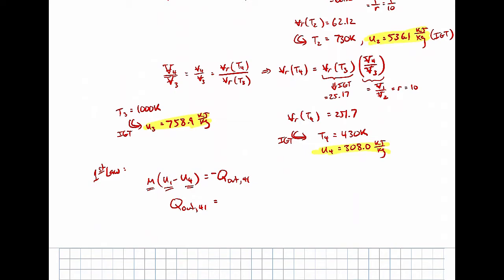Just give me a moment here. Okay, here we are. Should be 0.470 kilojoules when you work out the numbers. So that's the heat coming out of the system. Okay?